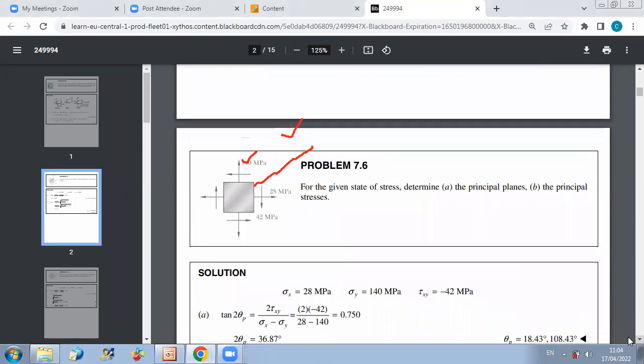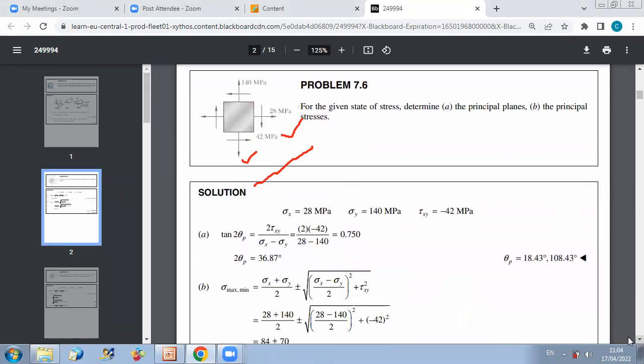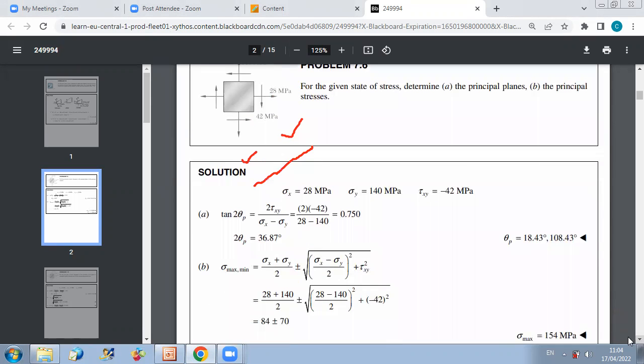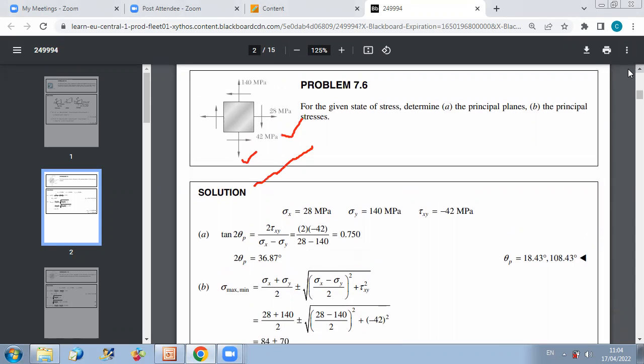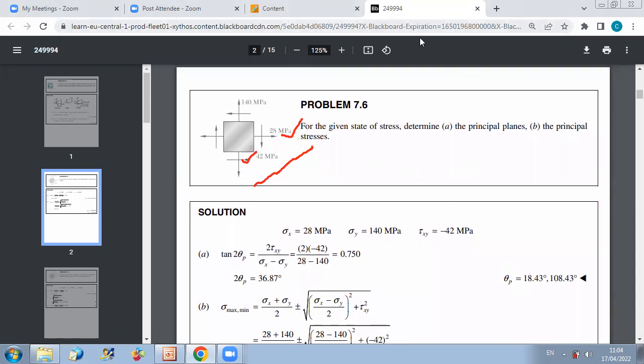Another problem, for the given state of stress, determine the principal planes and the principal stress. So here, whenever you have such cases, you can use formulas developed in the course material. They gave us an element. This element is subjected to plane stresses.